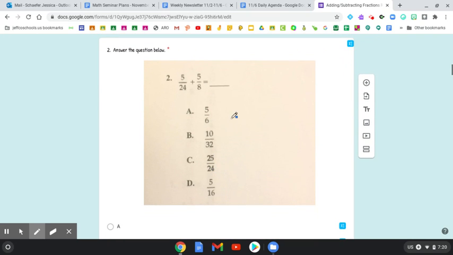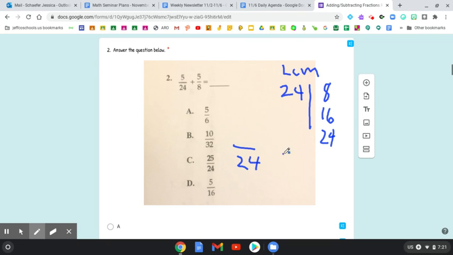On number 2, we have to answer this question. We first need to find an LCM. I have 24 and 8. In my 8s, I'm going to hit 24. It's going to go 8, 16, 24. It's the third one. So I'm going to get denominators of 24s. I'm still adding. And the 24 on the 24 side is going to be times 1. So times 1, times 1.